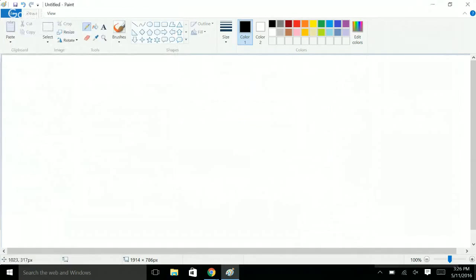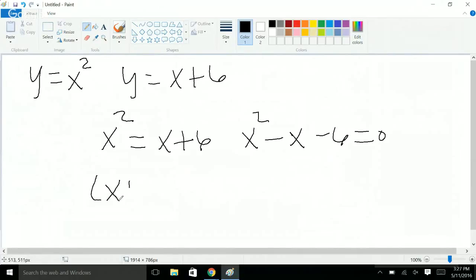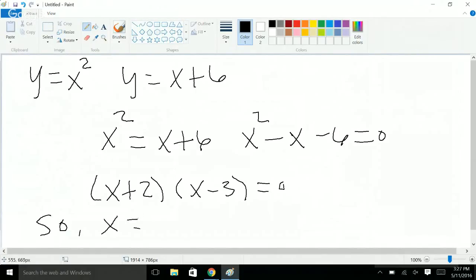So our first example is to find the area enclosed between y equals x squared and y equals x plus 6. The first step we have to do is to calculate our endpoints or limits for the integral, and we do this by setting the functions equal to each other and solving. So x squared equals x plus 6. So x squared minus x minus 6 factored is x plus 2 times x minus 3. So x equals negative 2 and x equals 3. These are endpoints for our integral.